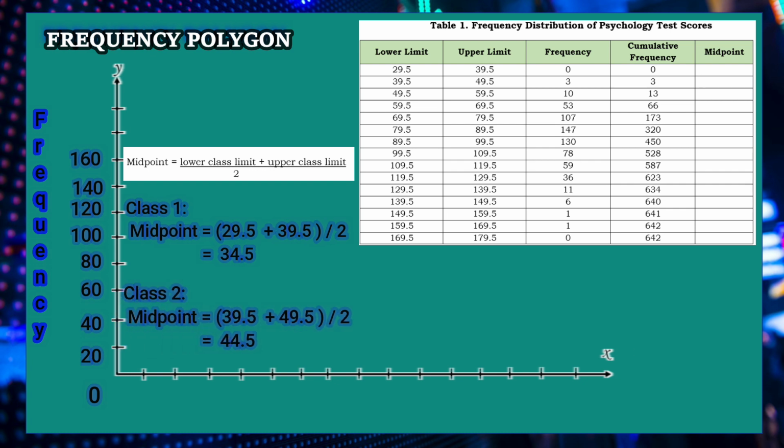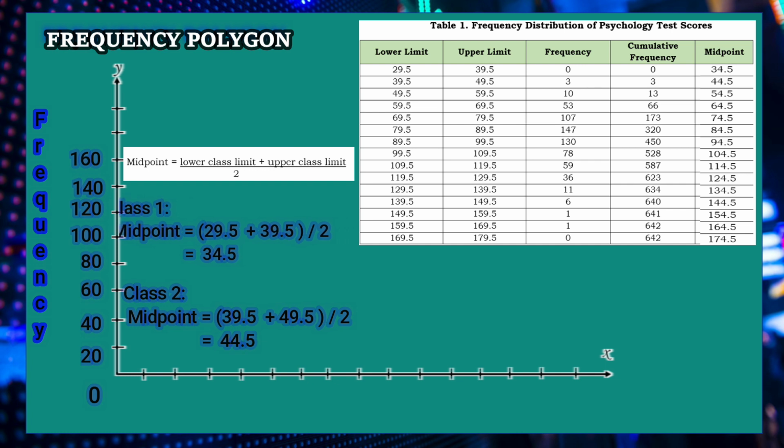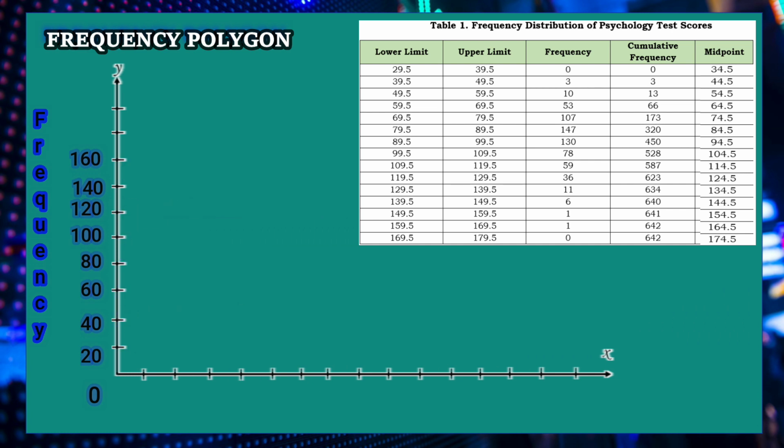For class 2, we have the lower limit 39.5 plus the upper limit 49.5. Take the result and divide by 2, we get 44.5. Continuing this process for the remaining classes, we get 54.5, 64.5, 74.5, and so on. Now that we have class midpoints, we can label the x-axis. Next, we need to plot the points for each of the classes. We're gonna use the midpoints as the x-axis and the frequencies for the y-axis.